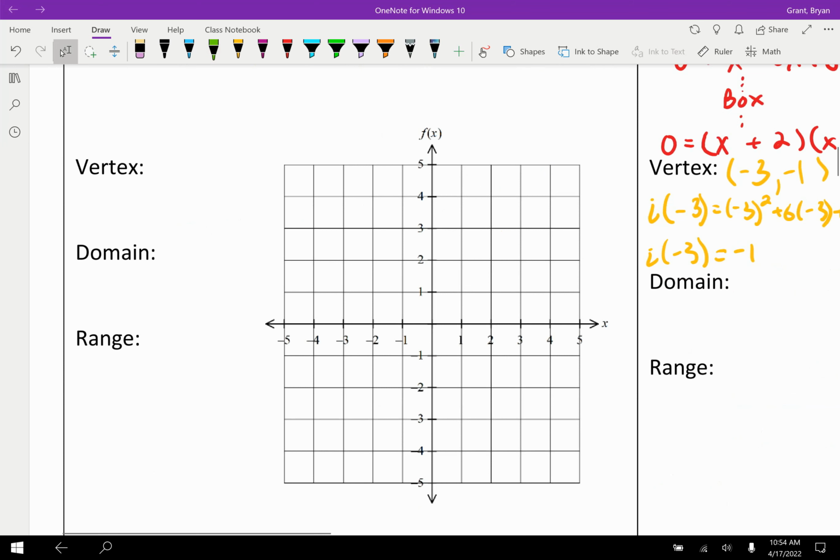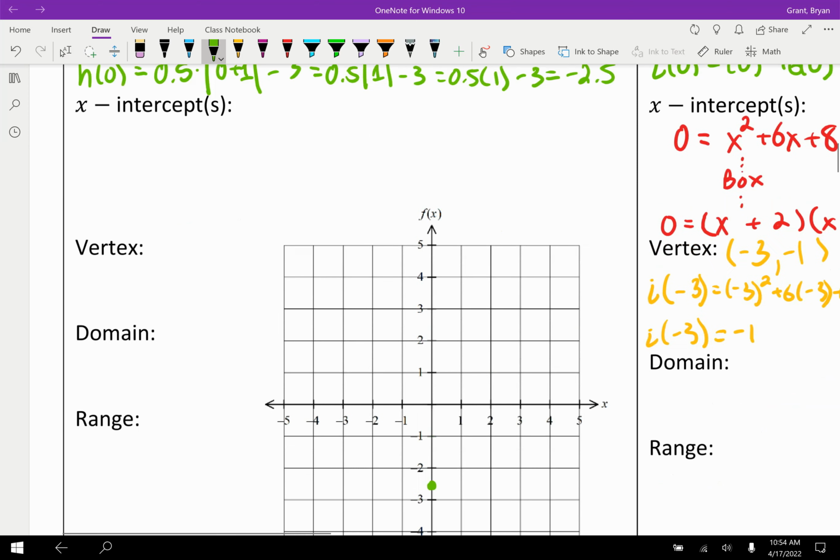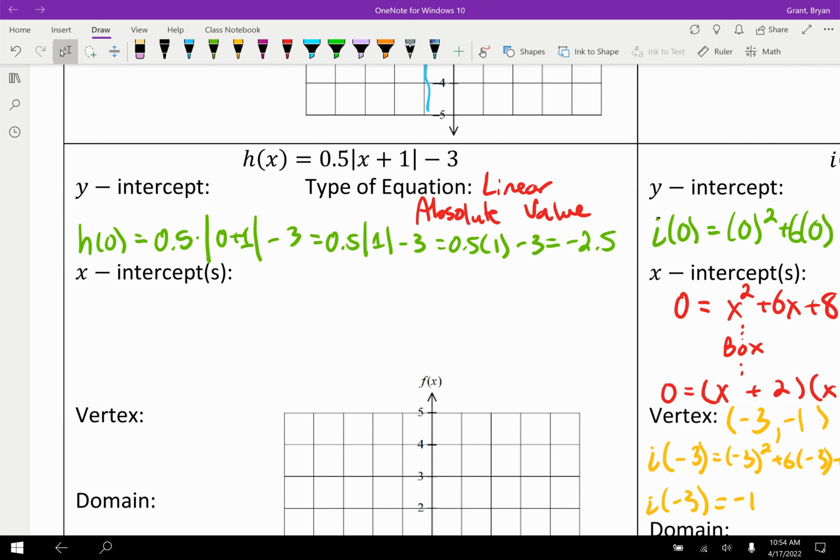So, negative 2.5 on the y-axis. Doesn't have to be perfect. The x-intercepts, though, again, this blast from the past, might be pretty tricky for you, and I wouldn't blame you at all. Okay, so we set 0 equal to 0.5, absolute value, x plus 1, close that absolute value, minus 3.